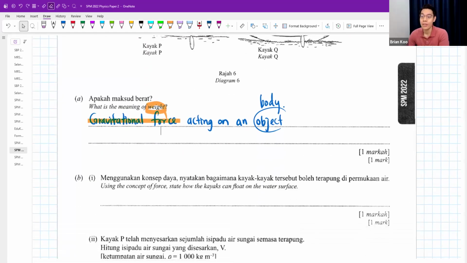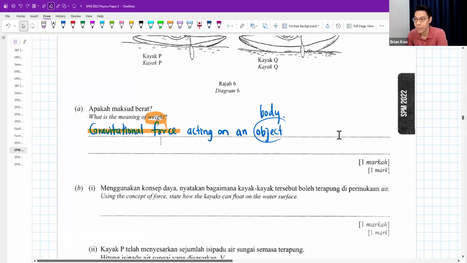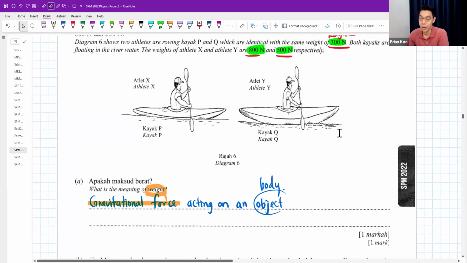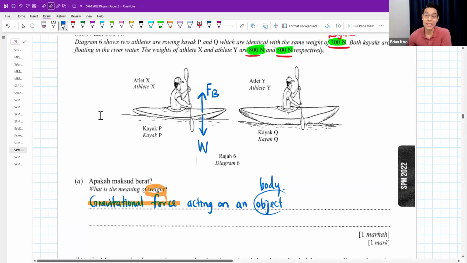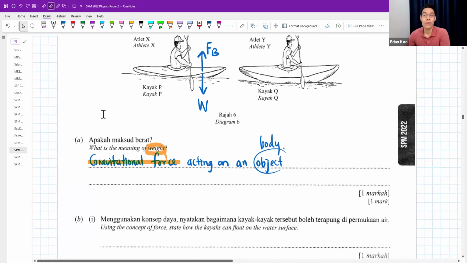Okay, using force concept, state how the kayak can float on the water surface. What is the reason the kayak won't sink? What is the reason the kayak will not fly up? It's because the force pointing up and the force pointing down are the same, are equal. That is the reason why it can float. This kind of question is pretty popular.